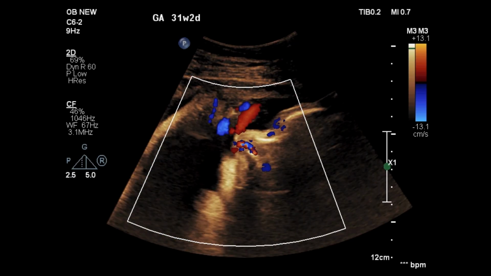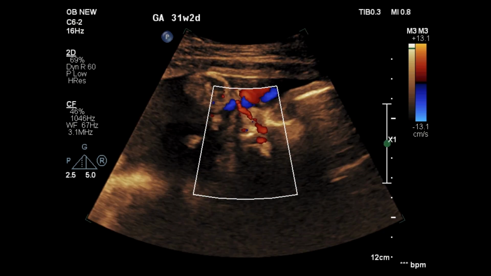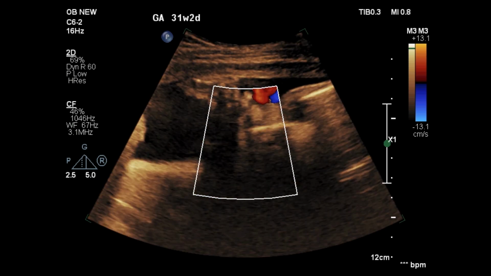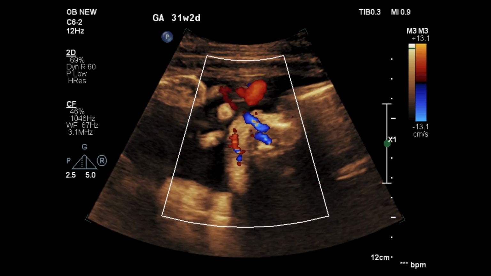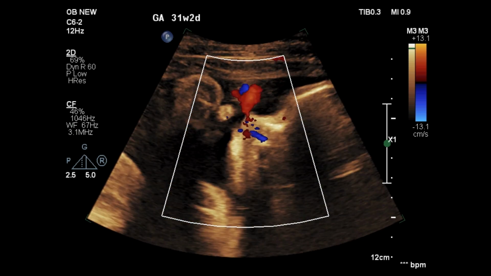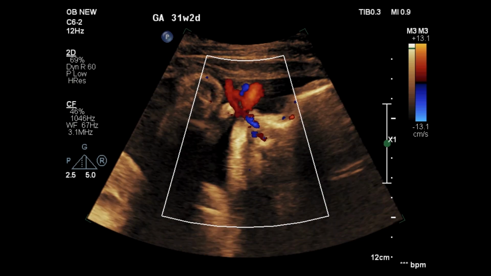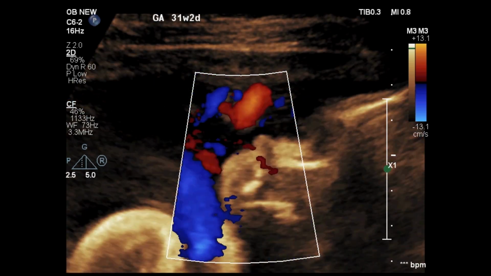Here you can see color flows from the nose on a sagittal section of the face. A cord is seen in front of the nose. When I tried to see by zooming, the baby moved and destroyed the view.